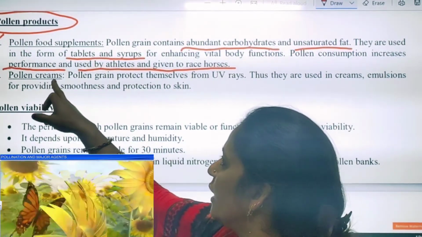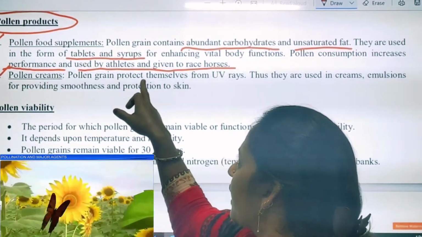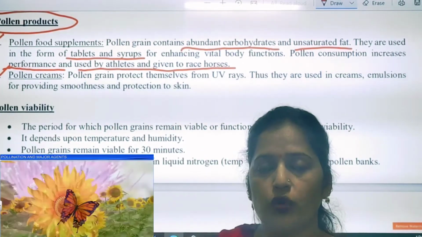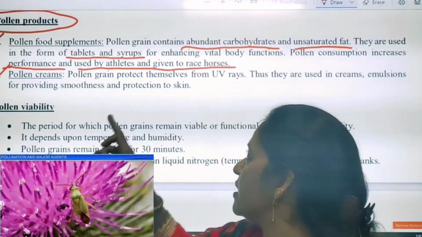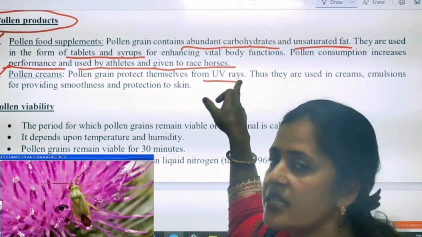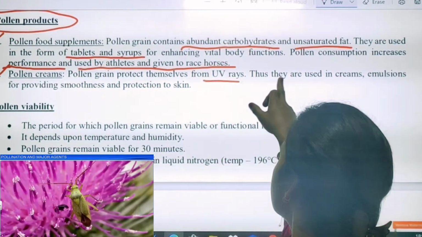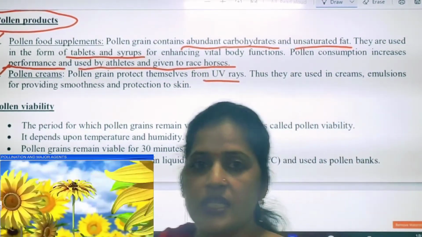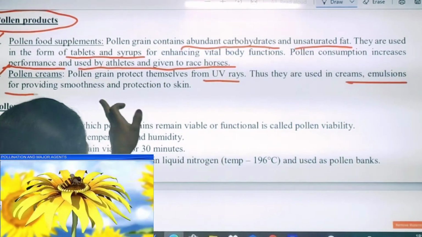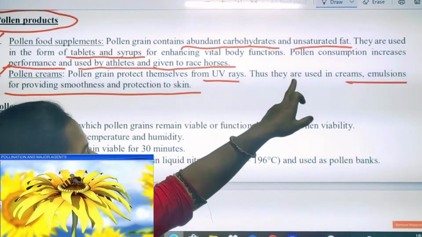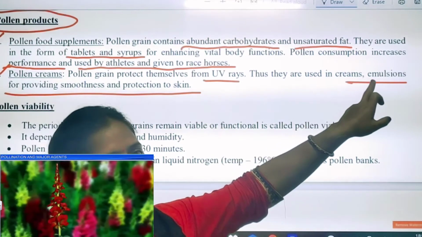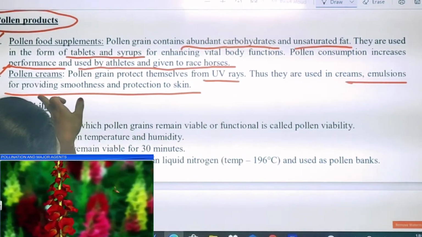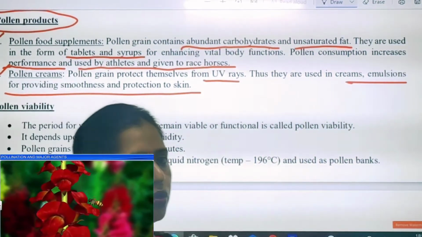Next is the pollen grains. Pollen grain protects themselves. अब pollen grains जो हैं वो अपने आप को बचाते हैं किस चीज से? UV rays, that is the ultraviolet rays. Thus they are used in creams. इस वजह से जो ये pollen products है किस चीज में यूज होते हैं? Pollen grains जो होते हैं, they are used in the creams, emulsions and for providing smoothness and protection to skin.